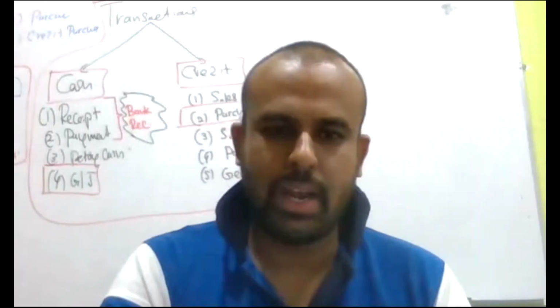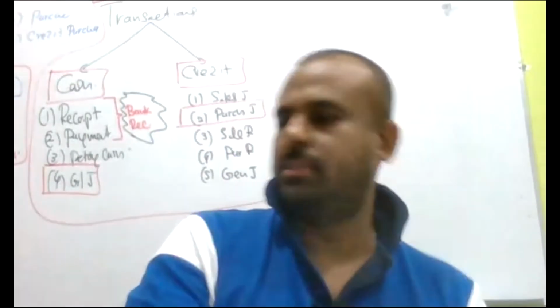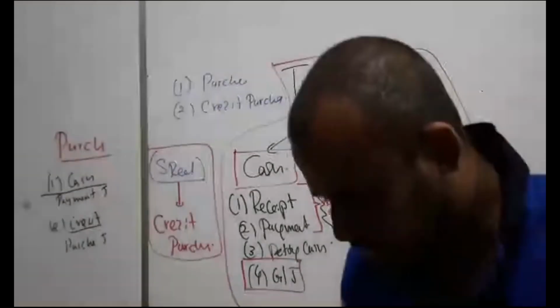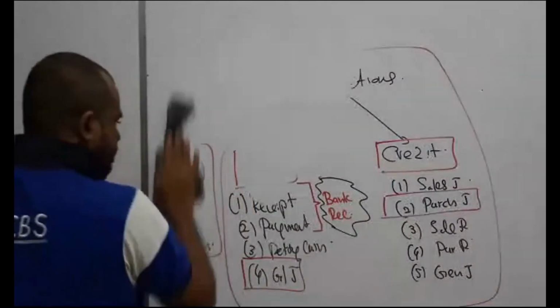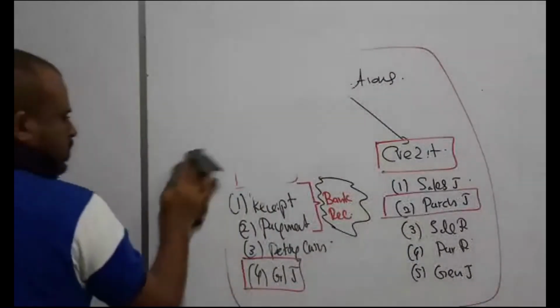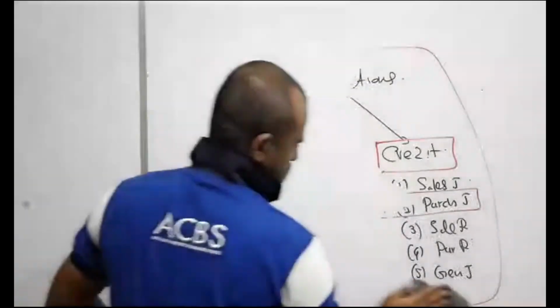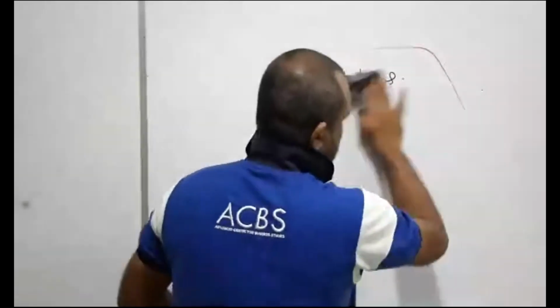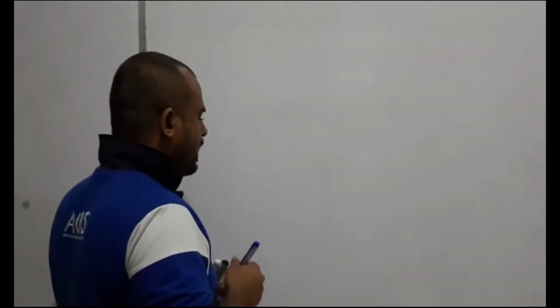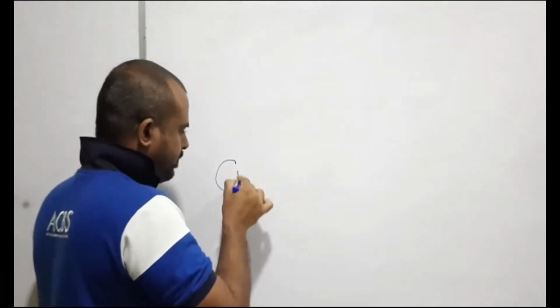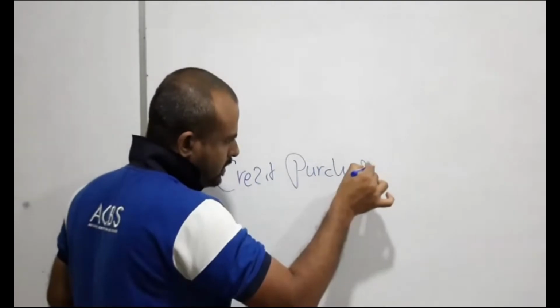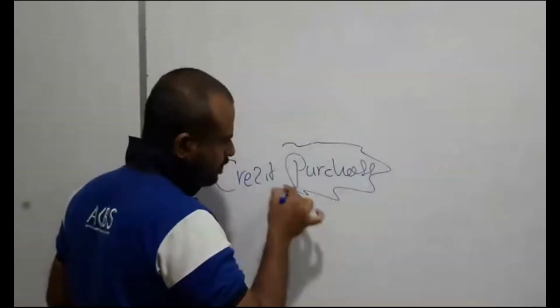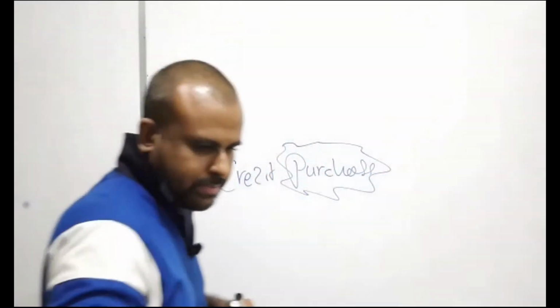Now, credit purchases are what we record. What do you mean by the purchases? Can someone tell me what purchases are? In the purchases journal, what you record are credit purchases. So what do you mean by purchases here?